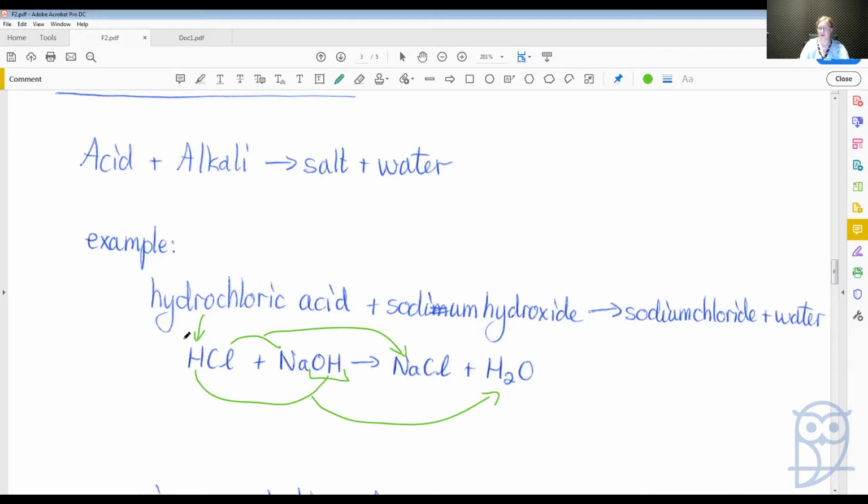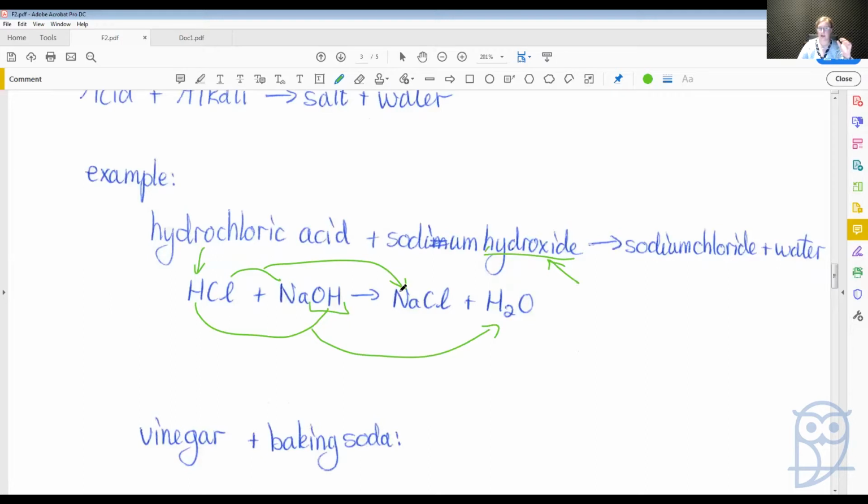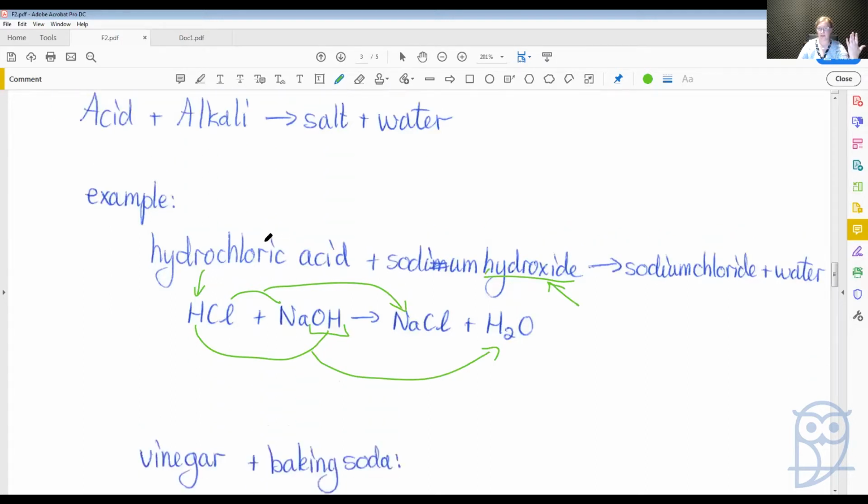You guys don't need to know the symbols. I'm using the symbols in order to show you guys what's happening. Normally, you guys will get a hydroxide as your alkali, like sodium hydroxide, any kinds of things like that. So that's what's happening in an acid and alkali reaction.